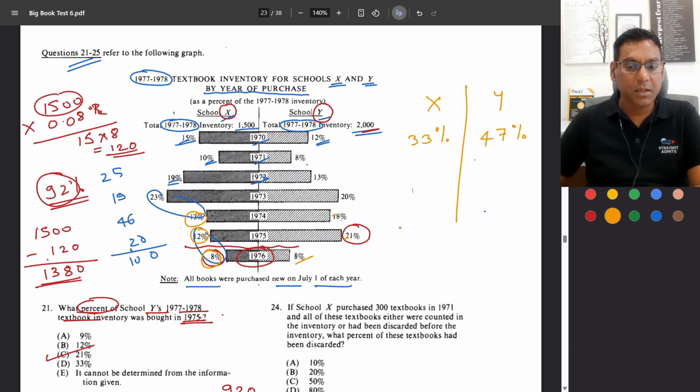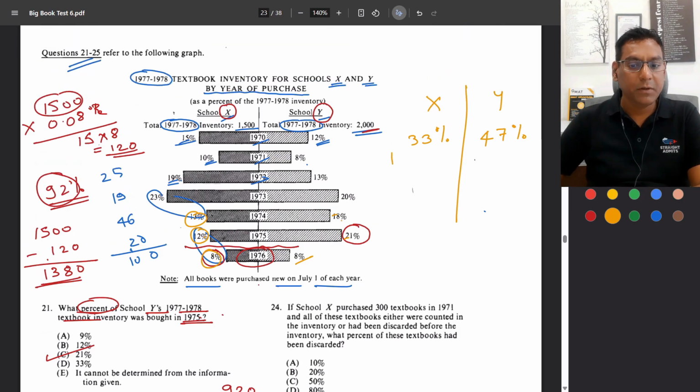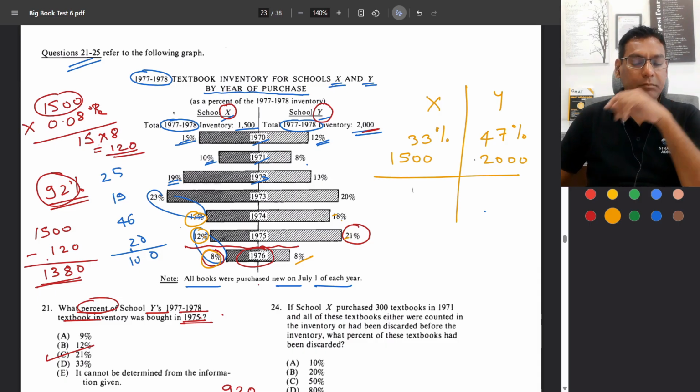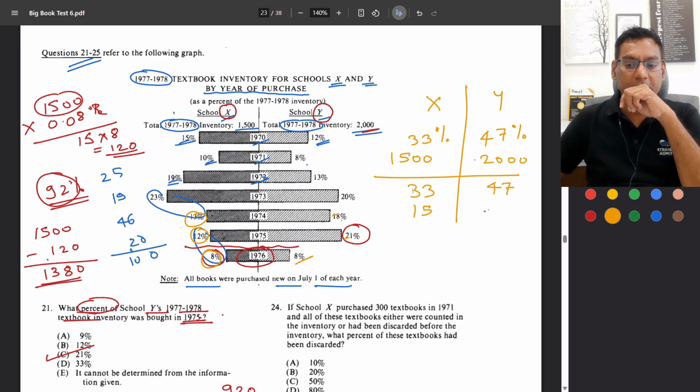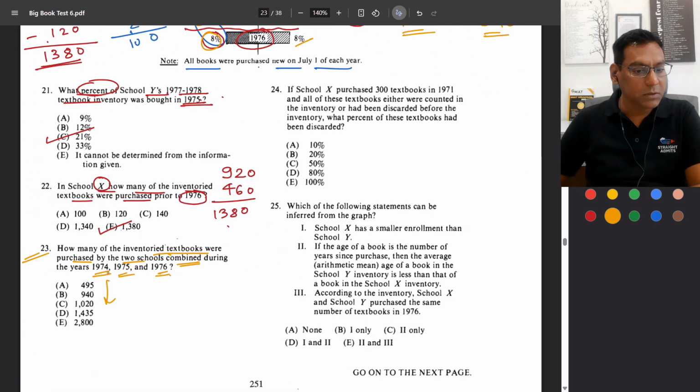Okay, so I need absolute numbers, right? So 33% of 1500 and 47% of 2000. So 33% of 1500 is going to be 33 into 15, and the other is going to be 47 into 20. So this number is going to be 495, and this number is going to be 940.